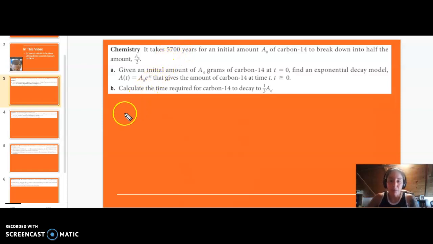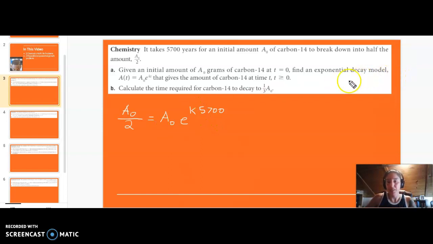We know that it takes 5,700 years to take however much carbon we had. Just think of A naught as any number. It doesn't really matter; we're going to get rid of it in a second. So A naught times e to the K. Now we're actually given a time here. The time here is 5,700 years. Notice that we have everything we need except for K.